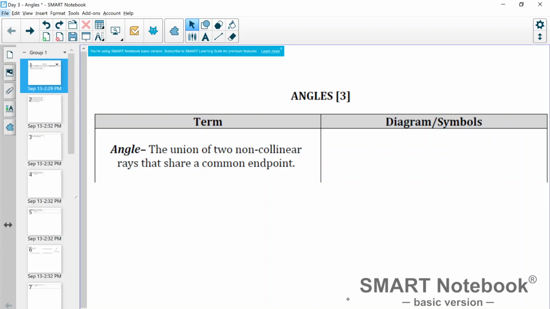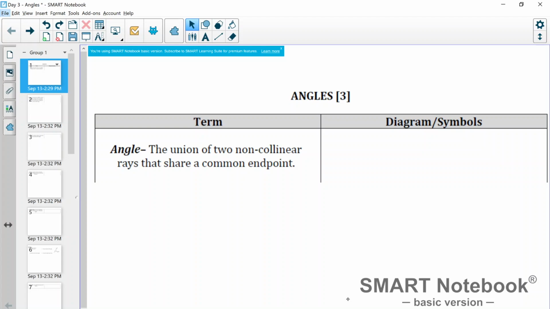We're going to take a look at angles, relationships within angles, how to find missing angles, as well as copy and bisect an angle later on in the lesson. So when it comes to angles, first thing we need to know is a whole bunch of definitions.